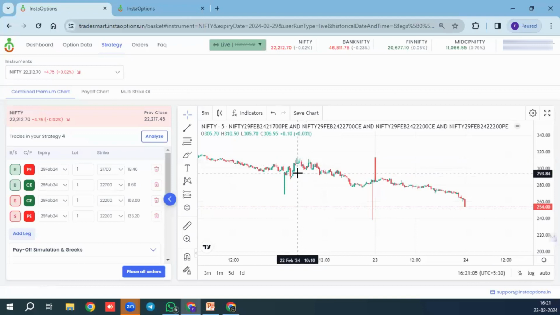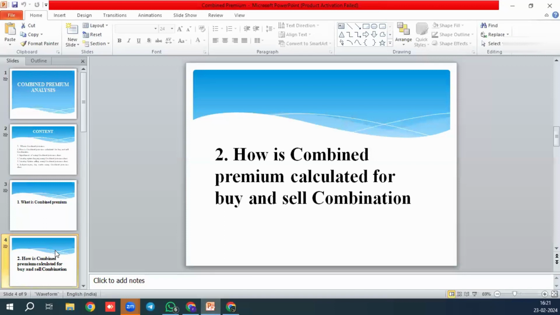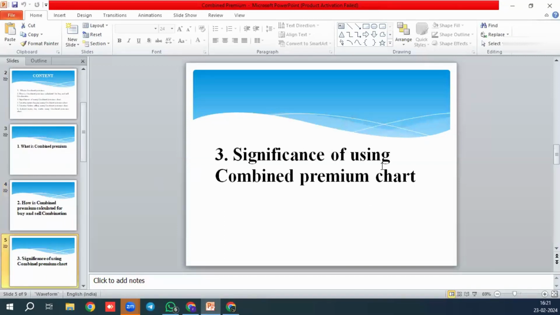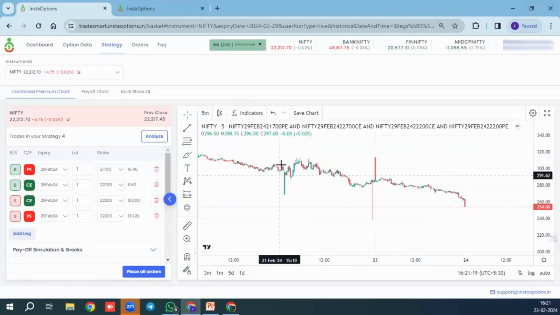So what will happen if you have kept a stop loss on the individual leg? Now let's go into the next topic: the significance of using the combined premium chart. If you have placed a stop loss for an individual leg, and the market shot up from low levels by around 400 points from yesterday's low to today's high, that means the call premium will increase, without any doubt.